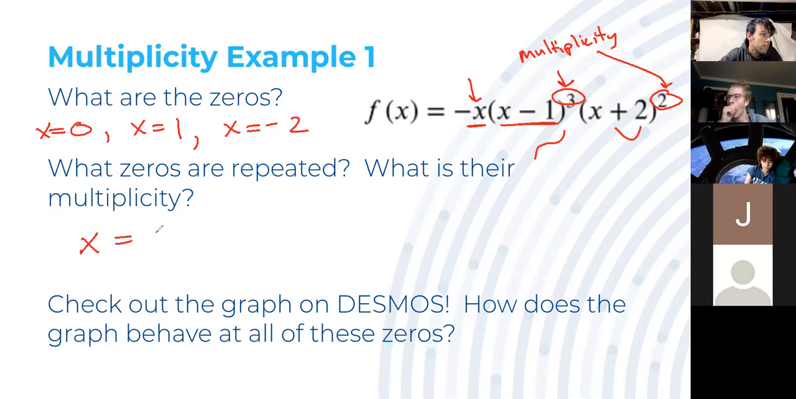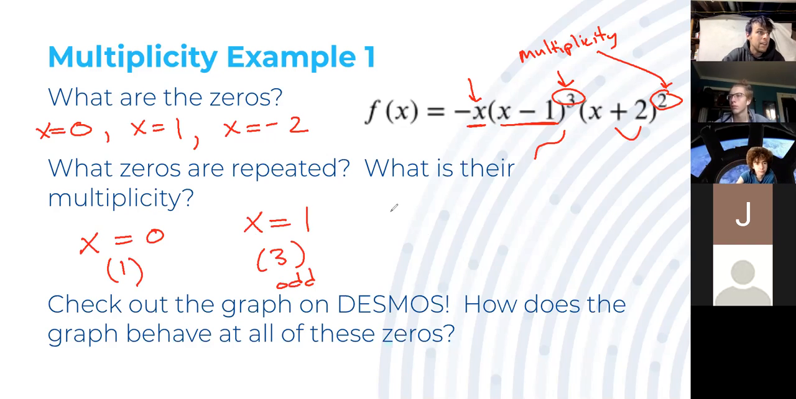So this one has a multiplicity of 1, only shows up once. This one has a multiplicity of 3, remember odd, and -2 is going to be a multiplicity of 2, that's even. So when we look at the graphs, we should be seeing some bounce at -2, a wiggle at 1, passing straight through at 0.